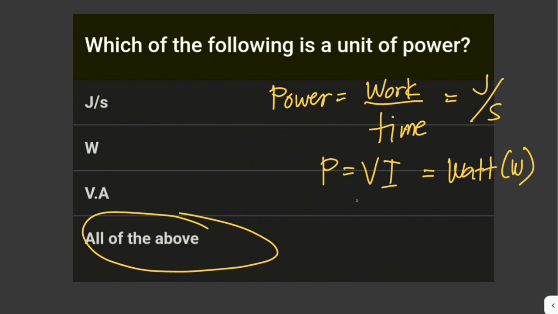And power is also the product of current and voltage. So it can also be written as voltage times ampere, where V here represents the voltage and A is the unit for current, which is ampere.